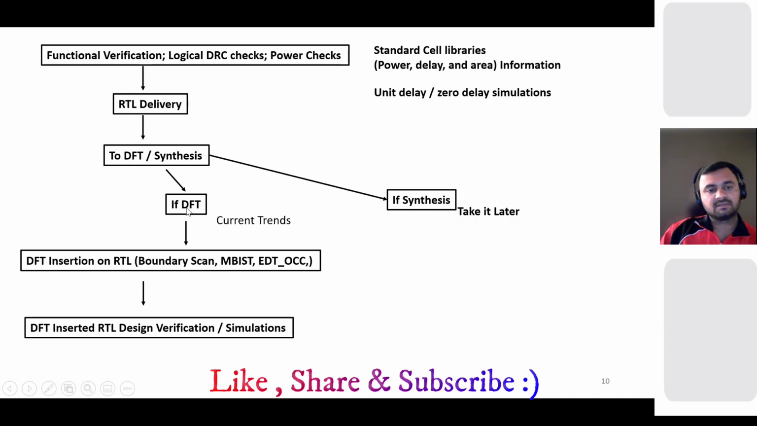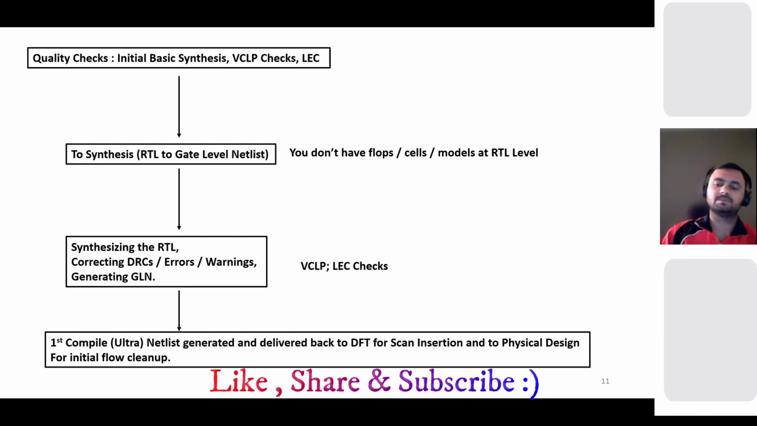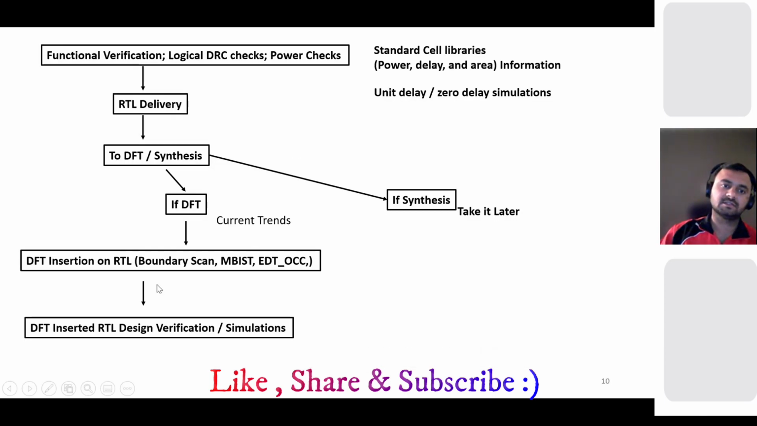So you receive the RTL and give it to the DFT team, and DFT inserts their logic here. After inserting, they will also verify using the simulation and all the DRC checks. Once the DFT is inserted in your RTL, the DFT team again verifies it. Please remember we are following this RTL flow here, not the synthesis flow. We will take it later.